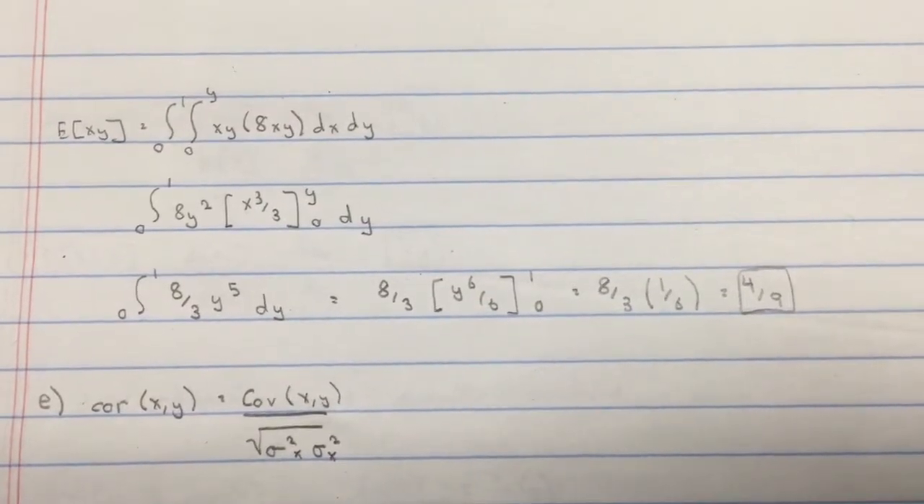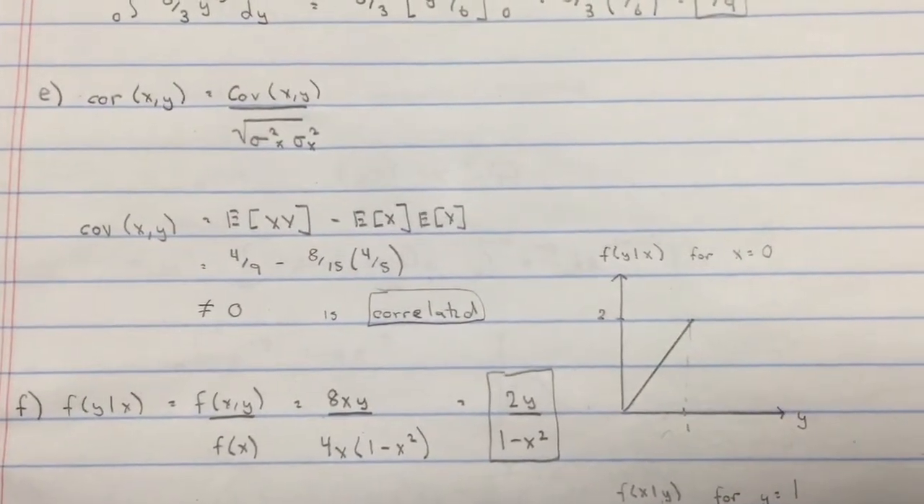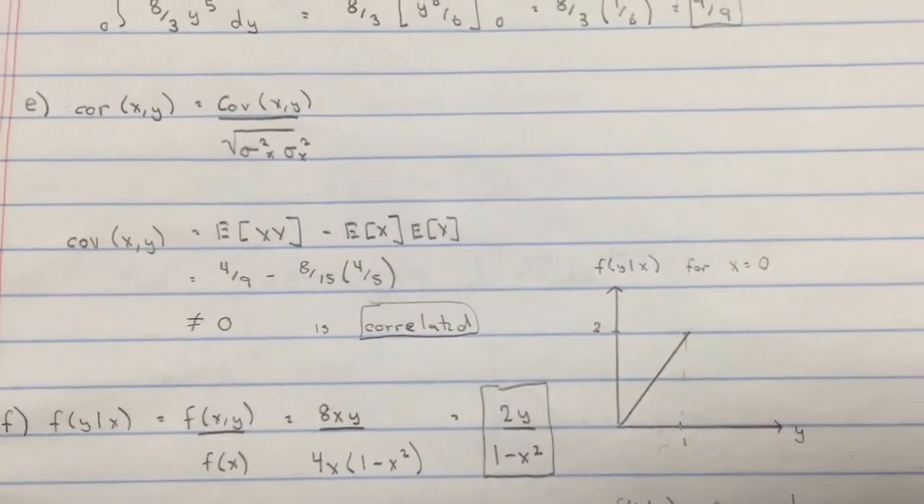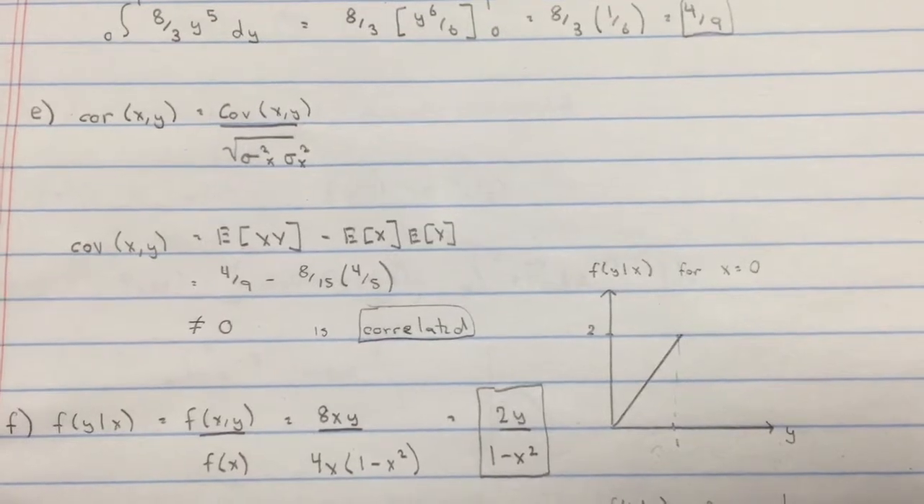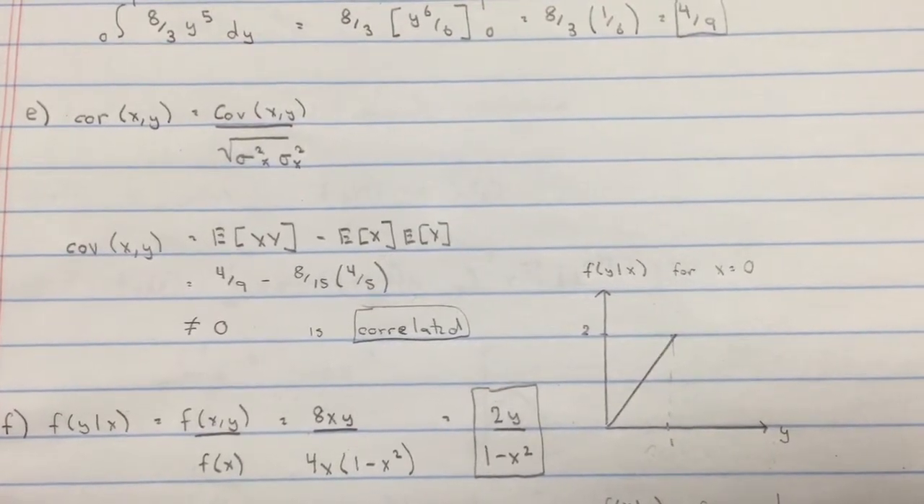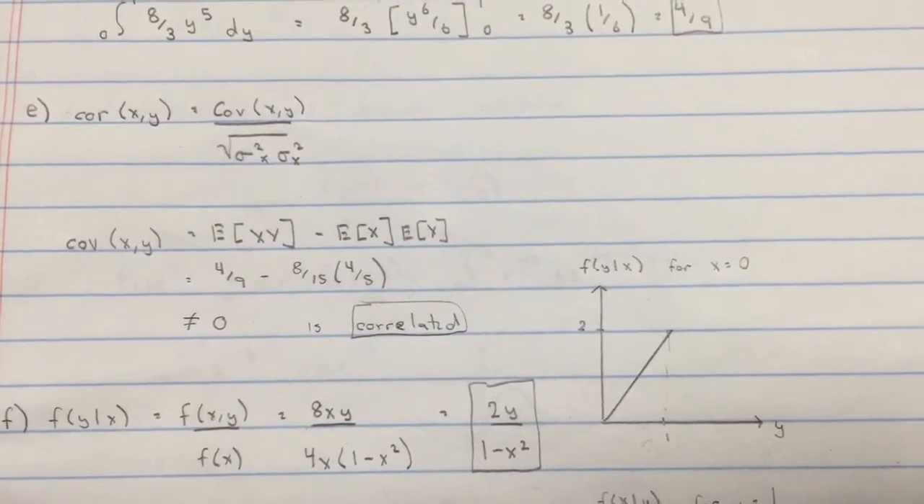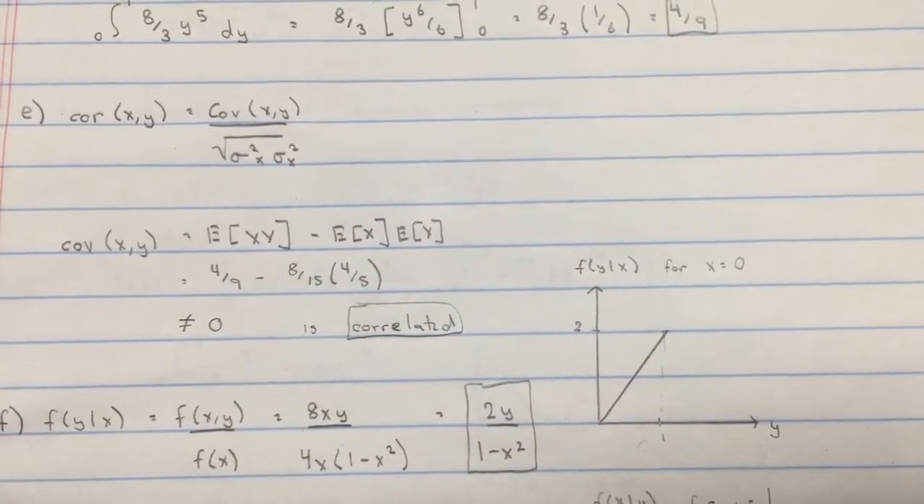For part E, we're asked to prove or disprove that x and y are uncorrelated. The formula for correlation is that the correlation of x and y is equal to the covariance of x and y divided by the square root of the variance of x times the variance of y.